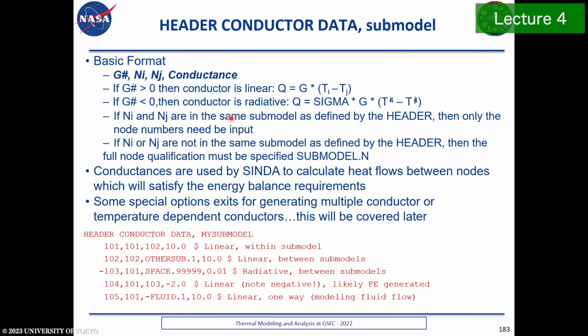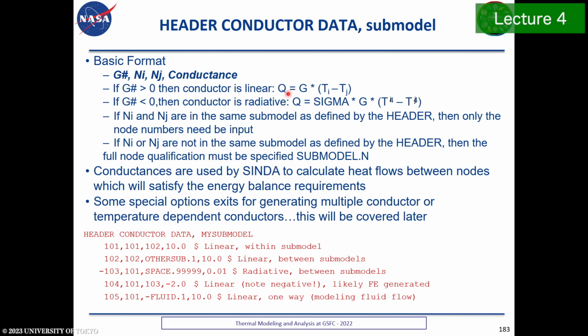If you don't specify the full submodel name for Ni and Nj, you just put numbers here, then it's going to make the assumption that the submodel assigned to those is the same submodel that you're defining the conductor data. Cinda nowadays writes it out explicitly. It's better practice to write it out explicitly because it doesn't imply anything. So it's just a better practice to do that. Conductances are used to satisfy the energy balances.